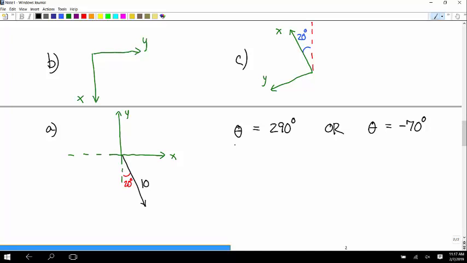Anytime you go counterclockwise, it's positive. Anytime you go clockwise, it's negative. So you can think of it as like a series of steps. So clockwise, negative 90 to there. And now counterclockwise, so add 20 to that, and you get negative 70. And so the components of that vector are the magnitude of the vector, 10, times the cosine of either one of these. You get the same thing either way.